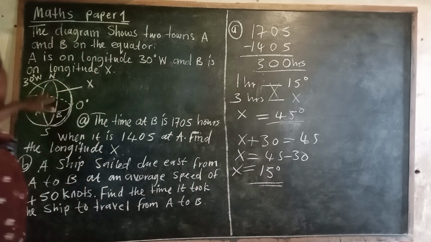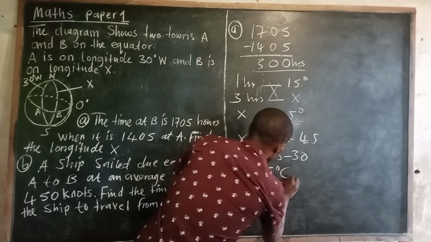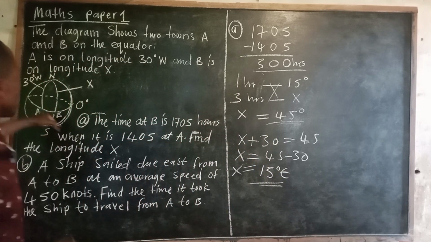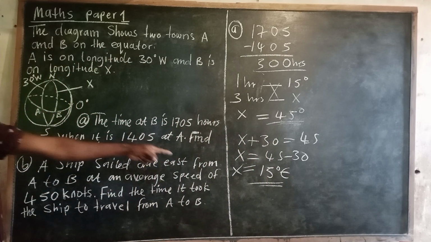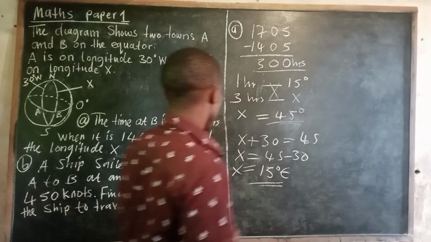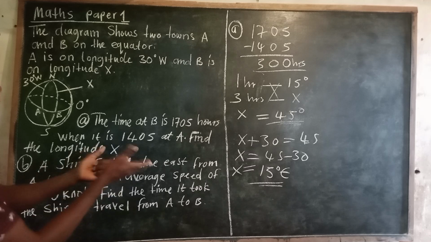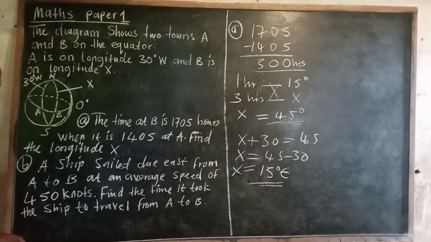Therefore, the degree of this longitude x is 15 degrees east. For your own information, this is the east side. So you don't have to forget to indicate the what? The direction. Okay. So we are done with the first question. Simple as that. Then we go to the next one.